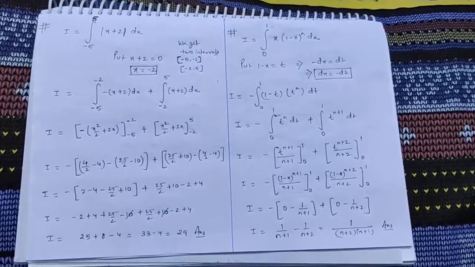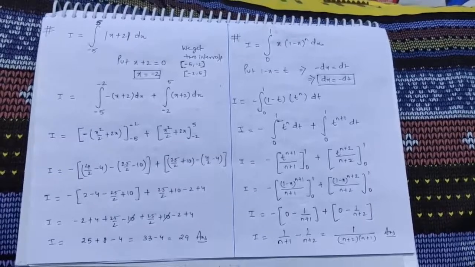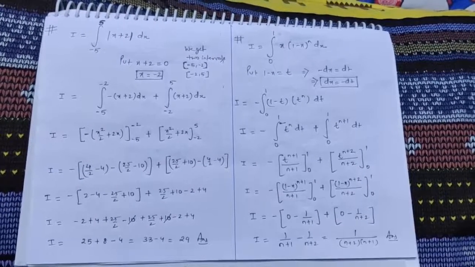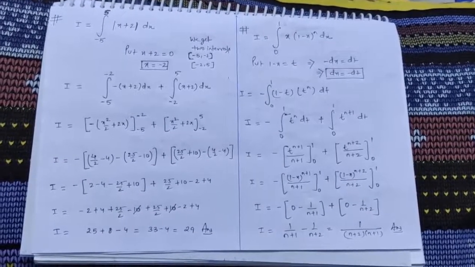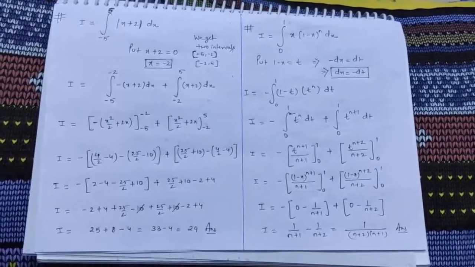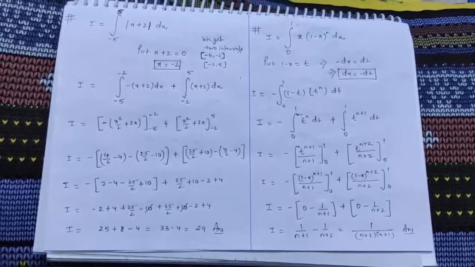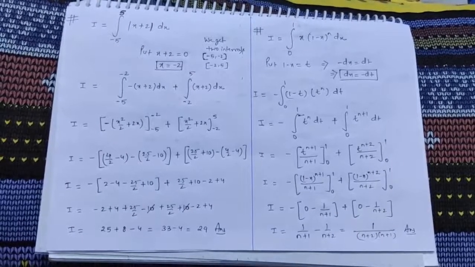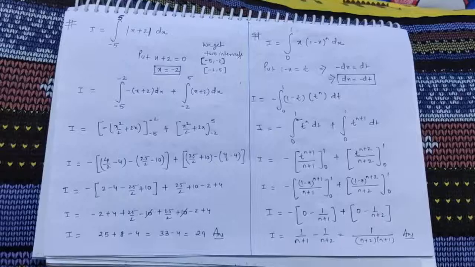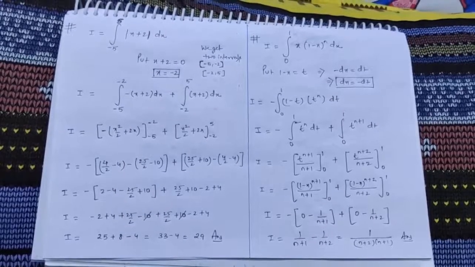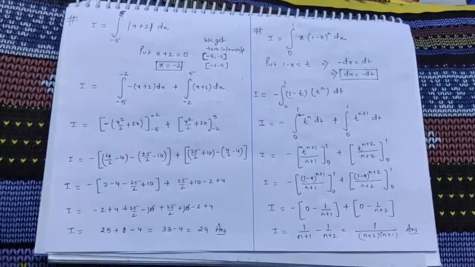Now in the second question, I is equal to the integration from minus 5 to 5 of mod of x plus 2 dx. Whenever you see a mod question, just put the function which is in mod equal to 0, which will give us x plus 2 is equal to 0 and the value of x is minus 2. Now we get the intervals minus 5 to minus 2 and minus 2 to 5. For these intervals, I need to break this integration into two parts. The first one is minus 5 to minus 2 and the second one is minus 2 to 5.